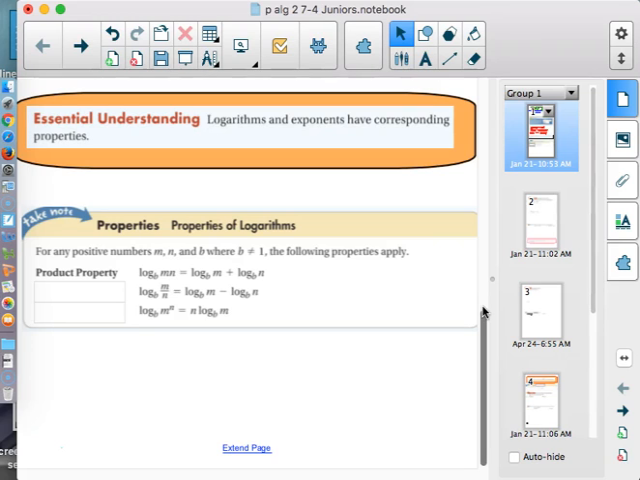This one says the logarithm base b of m divided by n. So I started thinking, okay, if I had x to the 8th over x to the 3rd, I have to subtract. Same thing here. Logarithm base b of m minus logarithm base b of n. That's called the quotient property, because really it is division. We've got m divided by n there.